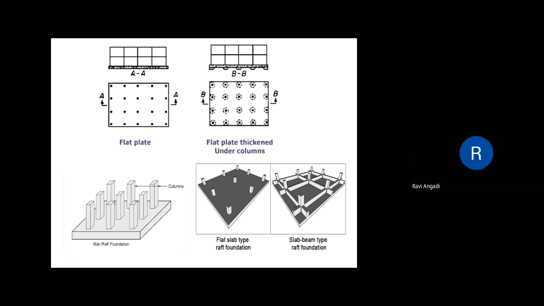And again, there are different types here: flat slab type raft foundation, slab beam type of raft foundations. Okay, there is a separate module for this one, raft foundation or the mat foundation. Again, the design things, but this also comes under the shallow foundation only. This is one of the types of the shallow foundation. And here plate thickened under the columns. Okay, here these are just the plan and elevation. So is it clear, the mat foundation? This is the mat foundation.